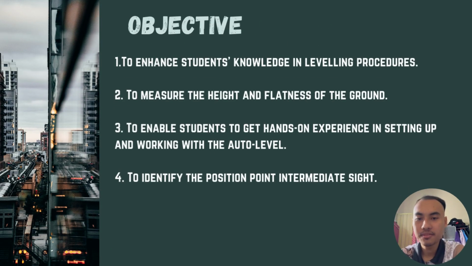Okay, objective. We have 4 objectives for lab 2. For the first one, to enhance student knowledge in leveling procedures. Next, to measure the height and flatness of the ground. Next, to enable students to get hands-on experience in setting up and working with the auto level. And lastly, to identify the position point intermediate site.